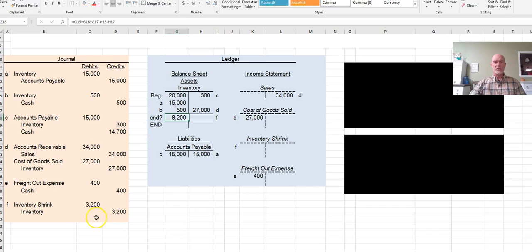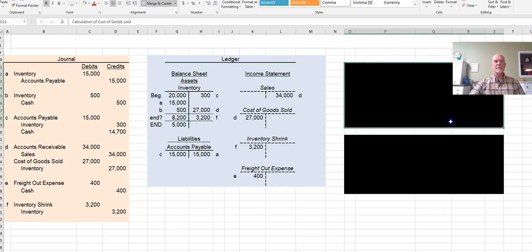So we're going to adjust the inventory to reflect that $5,000 count, and the $3,200 difference will be inventory shrink. Remember, inventory shrink is unexplained losses of inventory. So when I credit that, credit inventory $3,200 gives me a $5,000 ending balance, and the shrink, the debit, goes there. And now we can summarize all of these results.